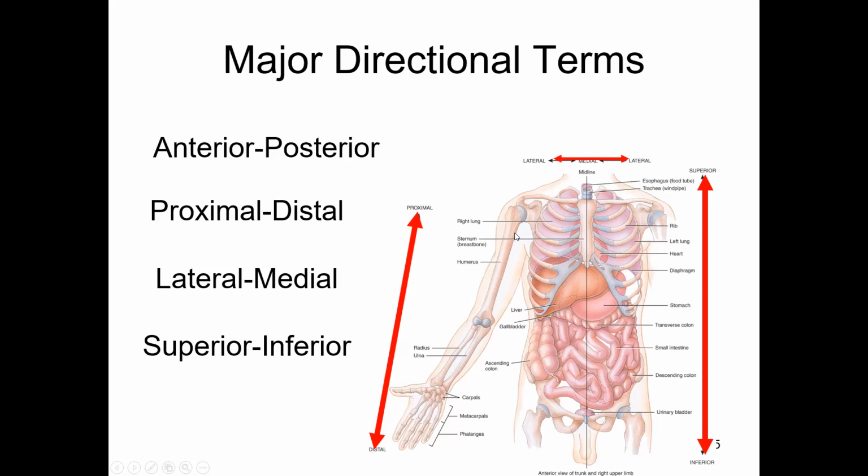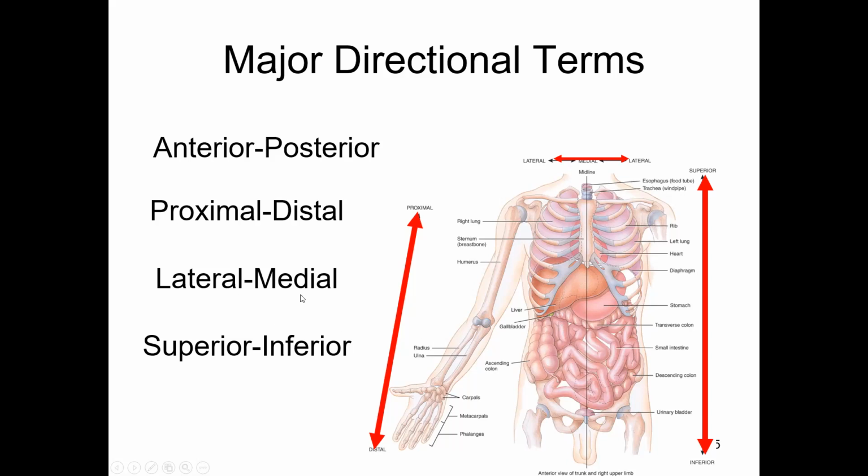On the limbs, we use above and below by two different Latin terms, proximal and distal. On the limbs, upper and lower limbs, proximal means above, distal means below. So we can say that the arm right here is proximal to the forearm, because the arm is above the forearm on the limb.